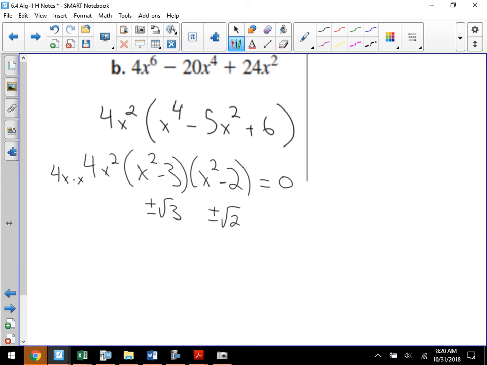So if I have 4x times x, what are those two zeros going to be? 0 and 0, which accounts for how many total zeros do I have? 6. 0, 0, plus root 3, minus root 3, plus root 2, minus root 2. I have 6 possible zeros. Now, one of those zeros is repeated. Which 0 is repeated? 0.